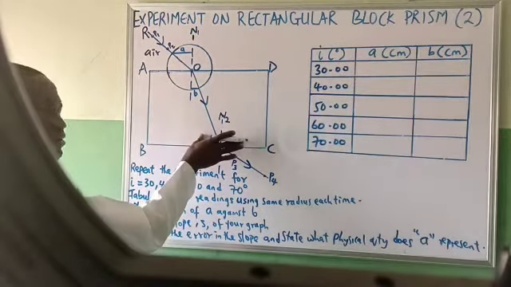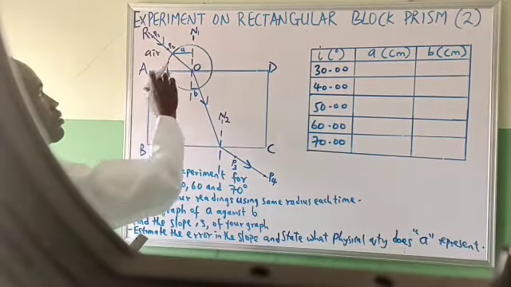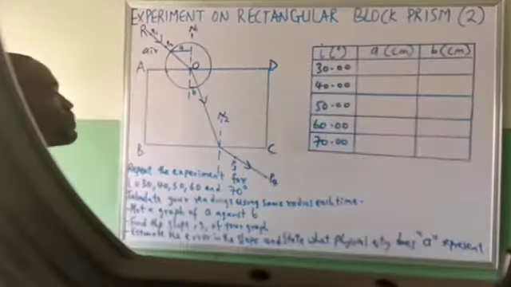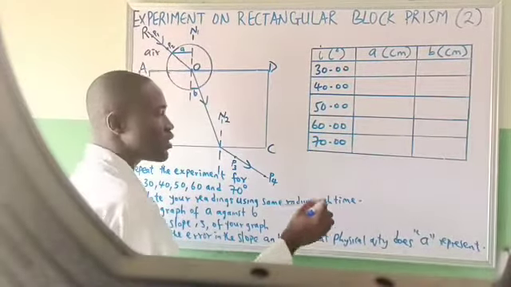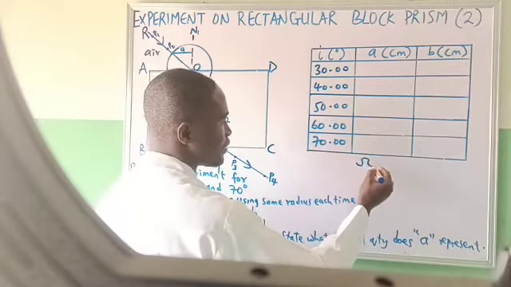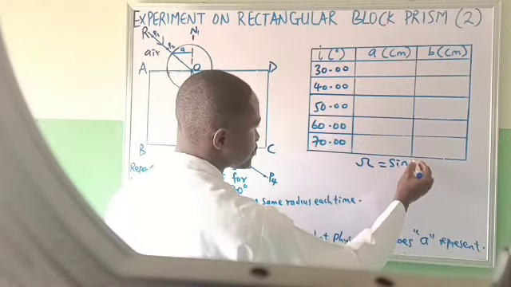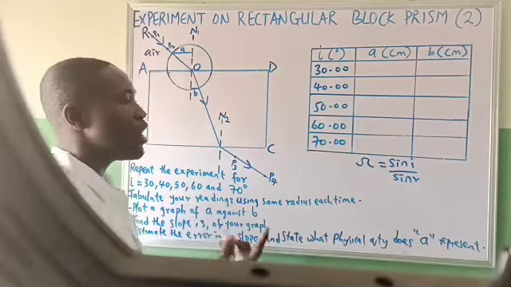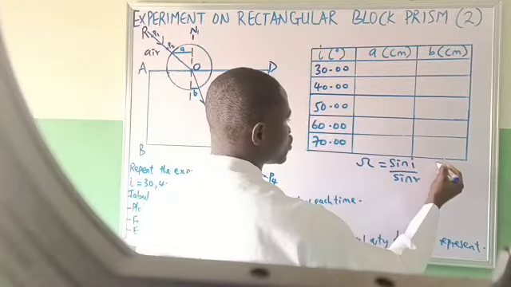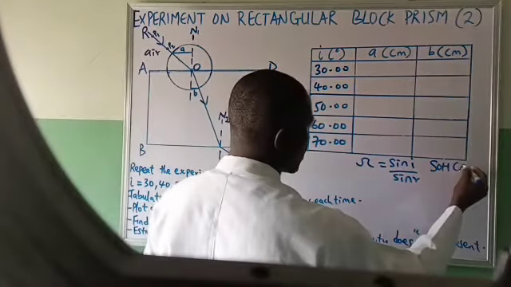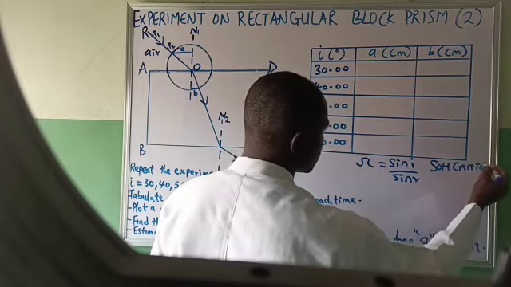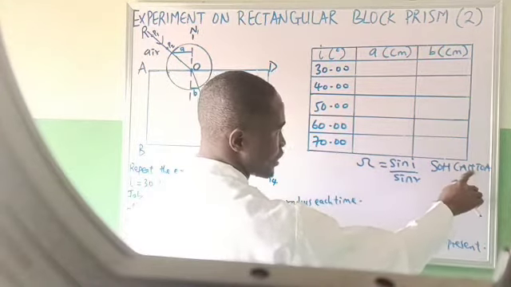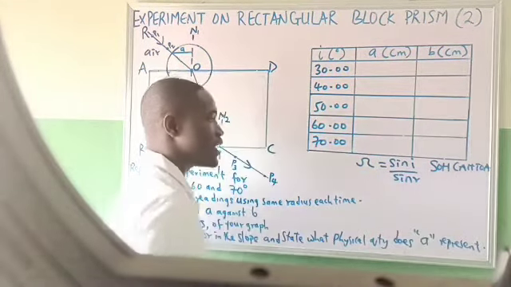This is the rectangular block prism, and look at the circle made on it with a radius. Now, what we do first is to recall Snell's law, which says that the refractive index is sine i over sine r. We have to note this. We also have to recall our SOHCAHTOA, that is, sine equals opposite over hypotenuse, cos equals adjacent over hypotenuse, tan equals opposite over adjacent. We have to recall that.